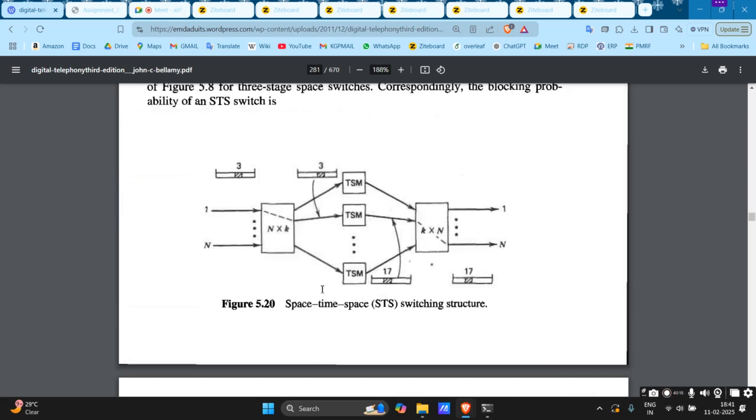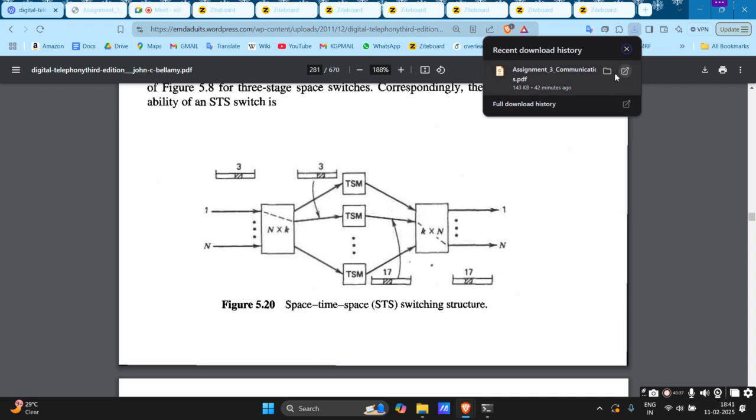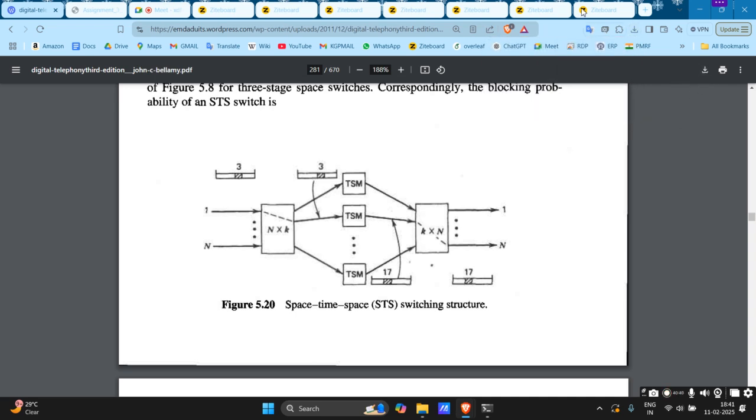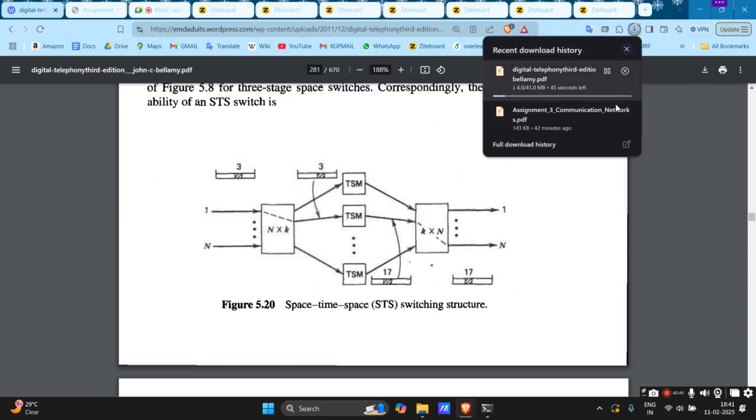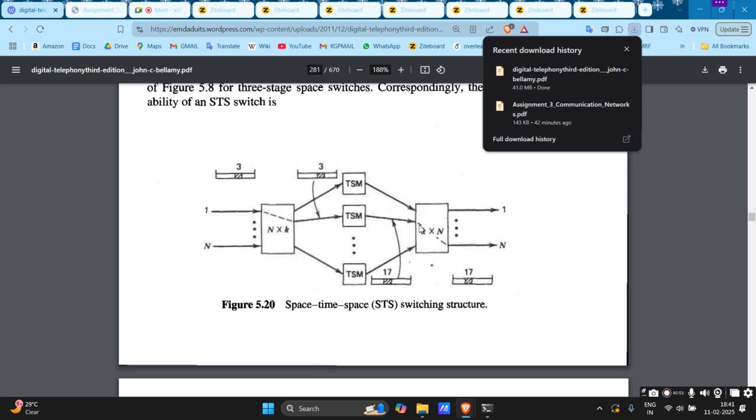Now, how many cross points are here in this switch? Anyone in the meeting can tell how many cross points are there in this switch? Okay, we have n into k, or nk number of cross points here. So we have nk number of cross points. And how many cross points do we have here? We also have nk cross points here.